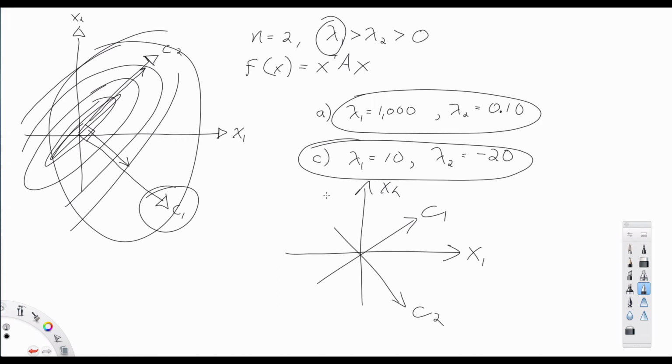So we're going to have more of a hyperbolic shape. This is a different type of conic section where we can have in the C1 direction an increase, but in the C2 direction a decrease. And this is what we call a saddle point. It's shaped kind of like a saddle. You move to the sides of the saddle and it slopes down. You move to the front or the back of the saddle and it slopes up.